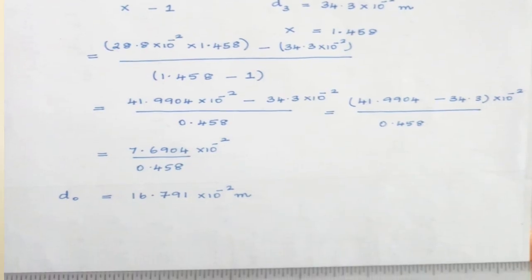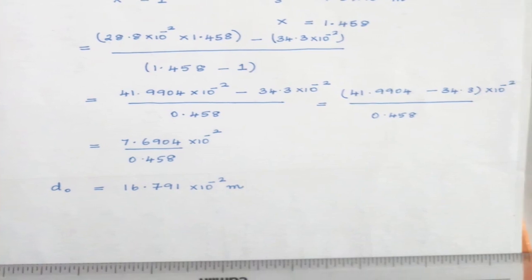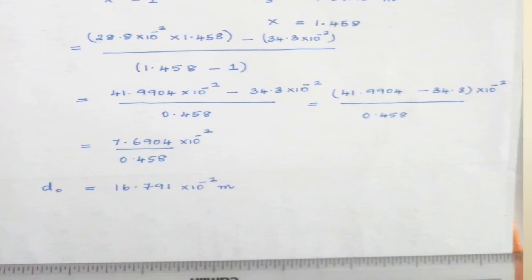So the difference of these two, 41.9904 minus 34.3, will give you 7.6904 into 10 power minus 2, the whole thing divided by 0.458. So when you divide the numerator by the denominator, we get d naught value as 16.791 into 10 power minus 2 meter.